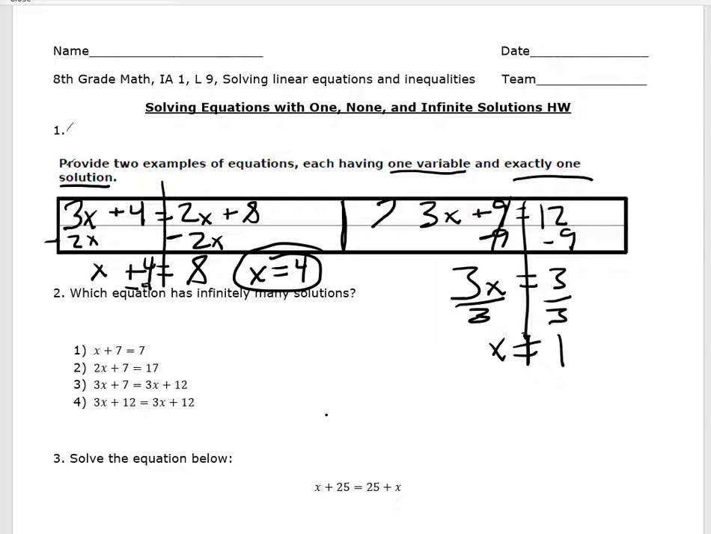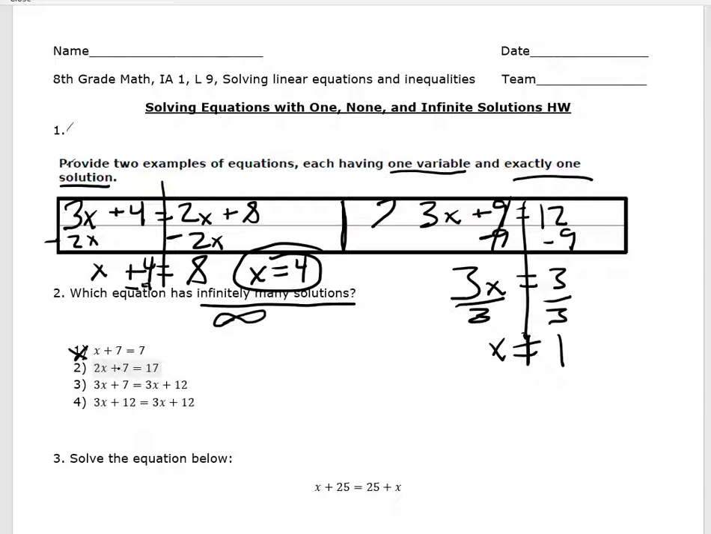My second question here is, which equation has infinitely many solutions? You will see this sort of infinity symbol like this, and if you see that with the word solutions after it, that's what that means. So if I'm looking at number one, it says here x plus 7 equals 7. If I were to solve this and subtract 7 from both sides, I would be left with x equals 0. So that's not infinitely many solutions.